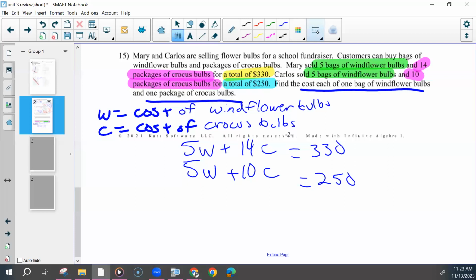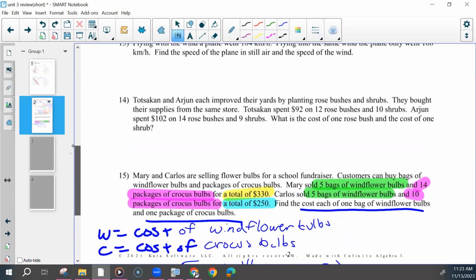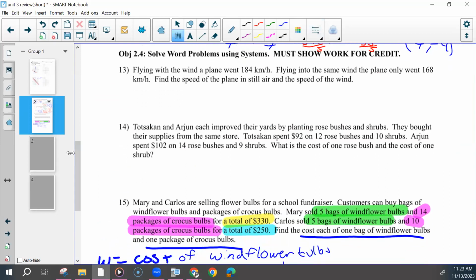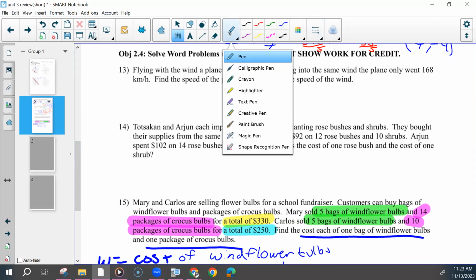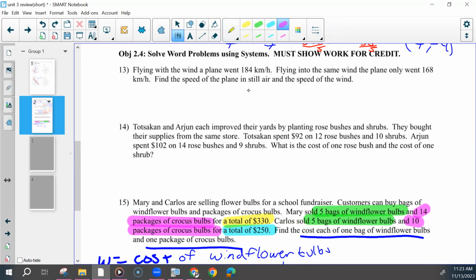Questions on how we set that one up? You have a question? Right, 13. Flying with the wind, a plane went 184 kilometers per hour. Flying into the same wind, the plane only went 168 kilometers per hour. Find the speed of the plane in still air and the speed of the wind.